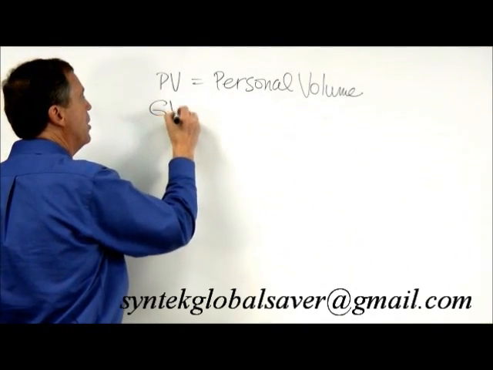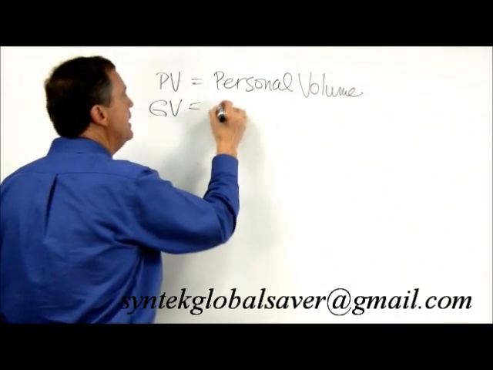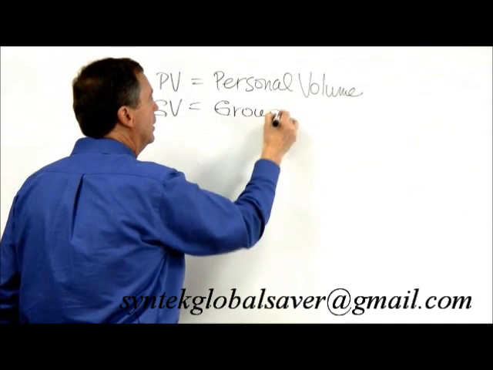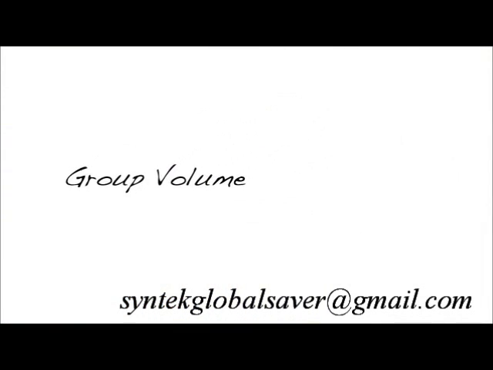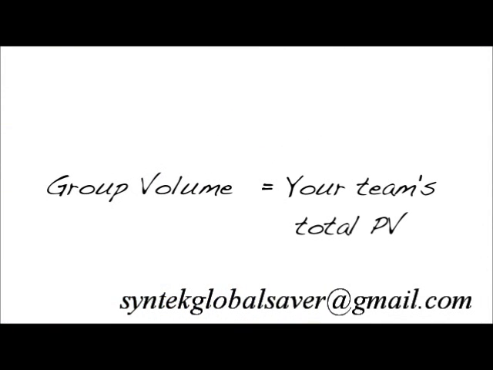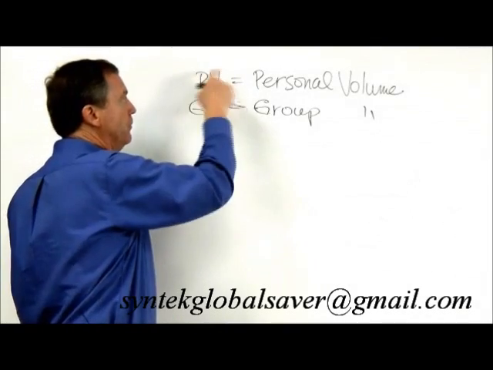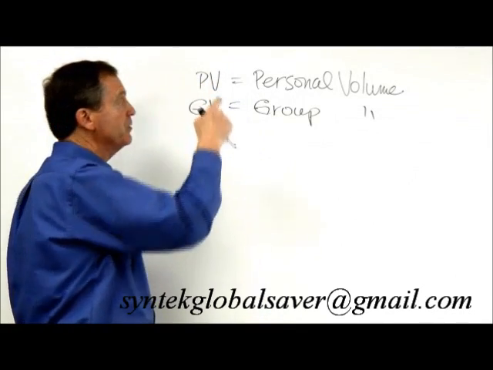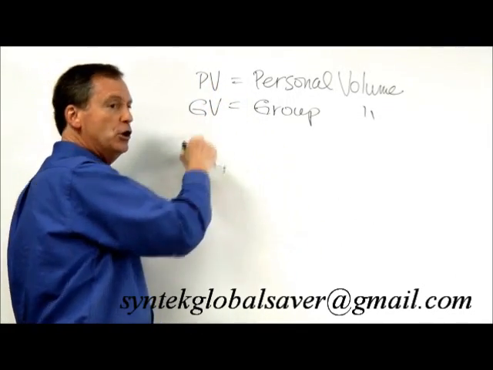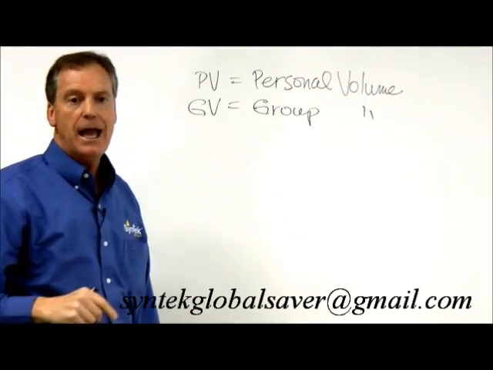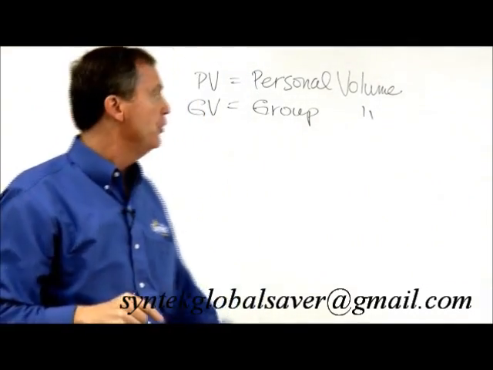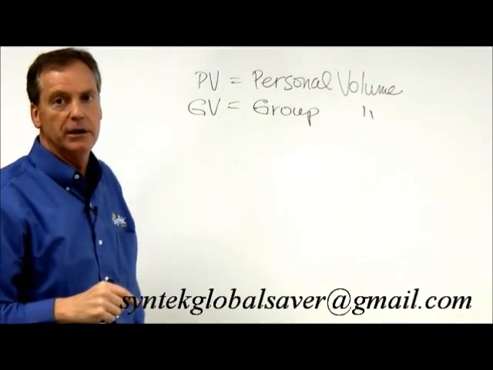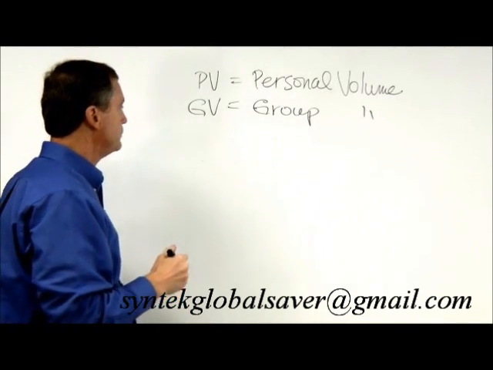Another term is what we call GV. GV equals group volume. Group volume is everybody's PV combined into one. So if you've got 100 people in your downline, for example, all of their personal volume, which is theirs and their customers' purchases, add up to your group volume, okay? And your personal volume is also always included in the group volume, okay?